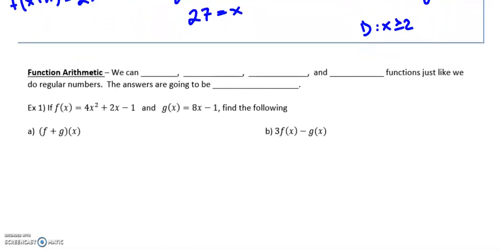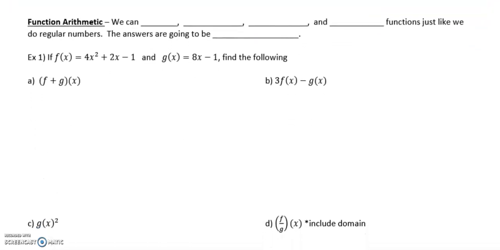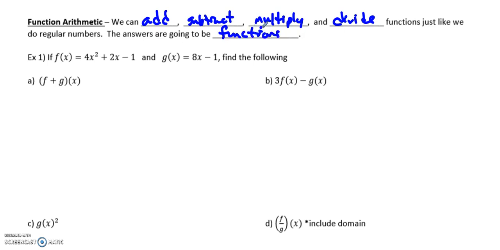What we're going to introduce here is the idea of function arithmetic. In other words, how do I add, subtract, multiply, and divide functions? And I do that just like regular numbers, using the same operations. The only difference is that the answer is going to be a function. So the answers are going to be functions. I get functions when I add functions. Makes sense.